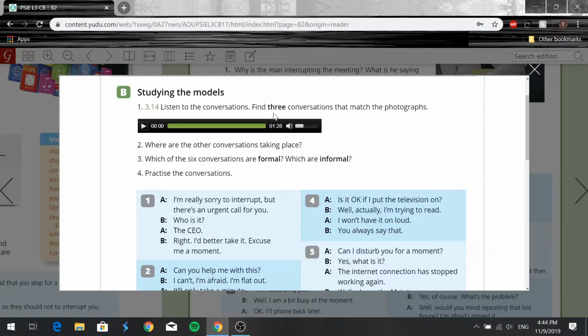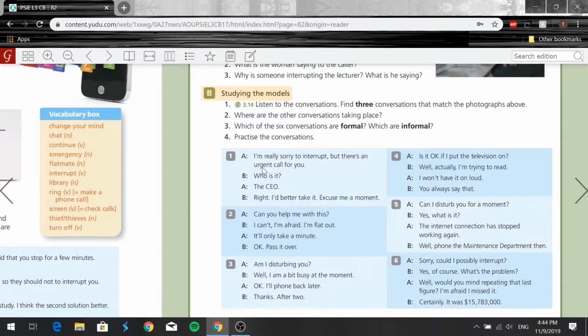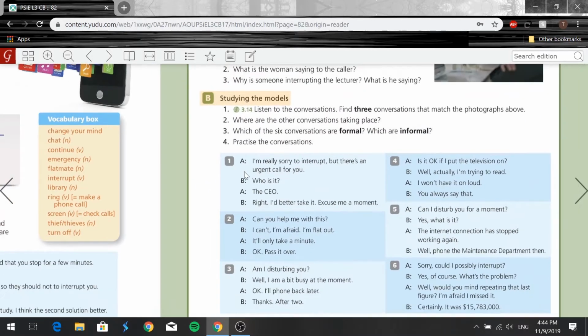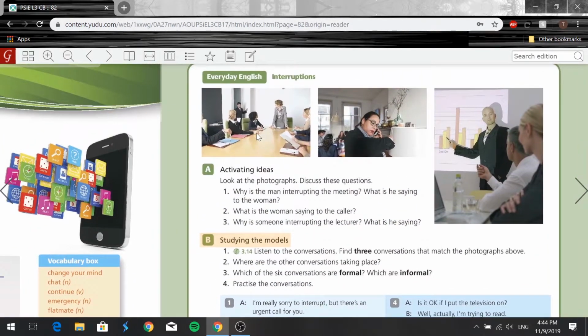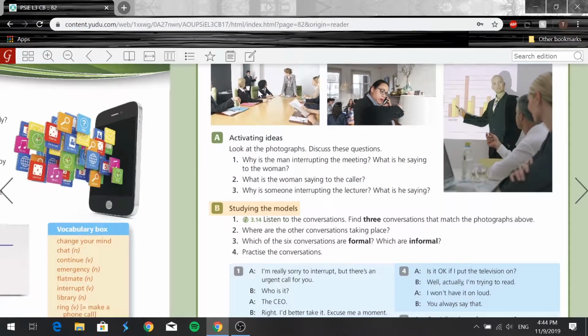Alright, so these were the 6 conversations. Now we want to find 3 that match the photographs, so let's close this for a second. Let's take a look at 1. I'm really sorry to interrupt, but there is an urgent call for you. Who is it? The CEO? Right, I'd better take it. Excuse me a moment. Well, this fits best with the first photograph, right? It only makes sense. The guy comes in. She answers, who is it? The CEO. And right, I'd better take it. Excuse me a moment. So 1 will go with the first picture.